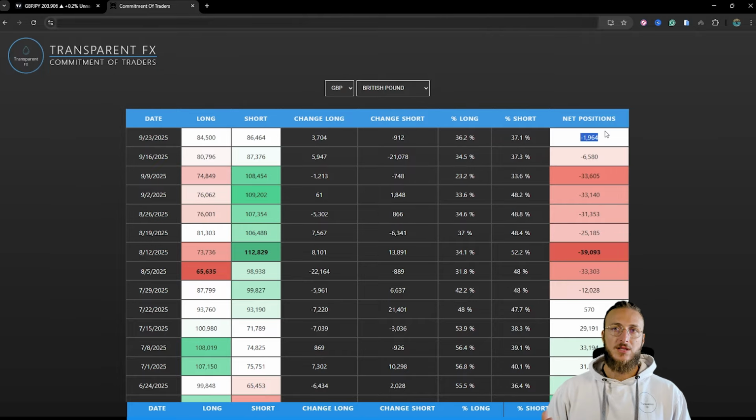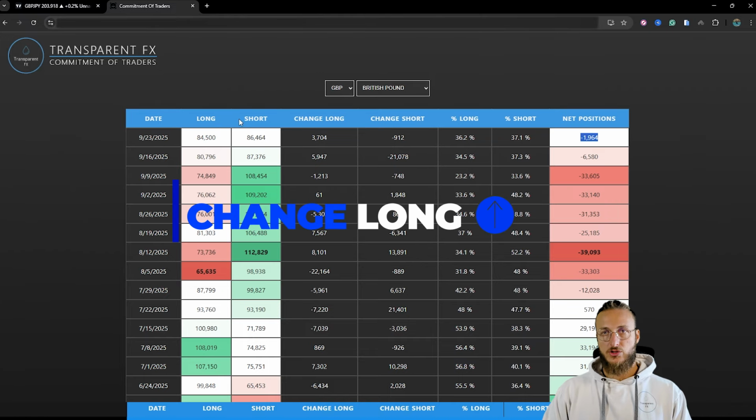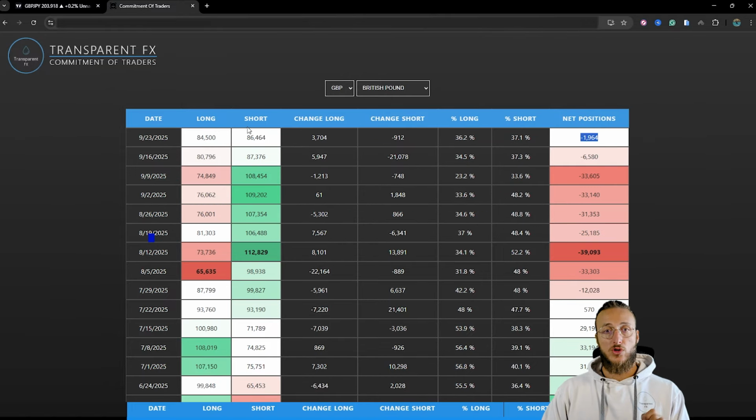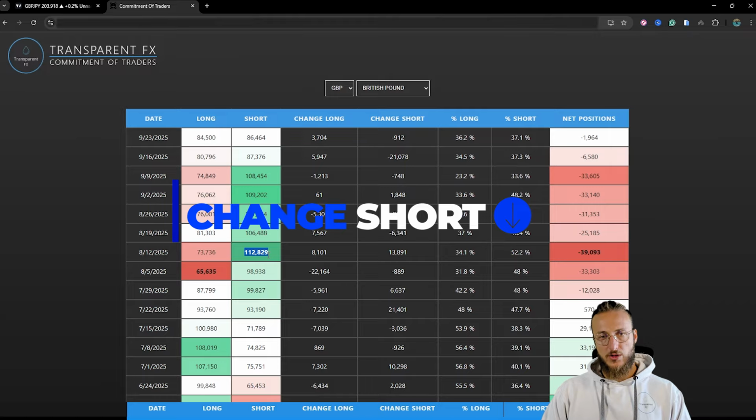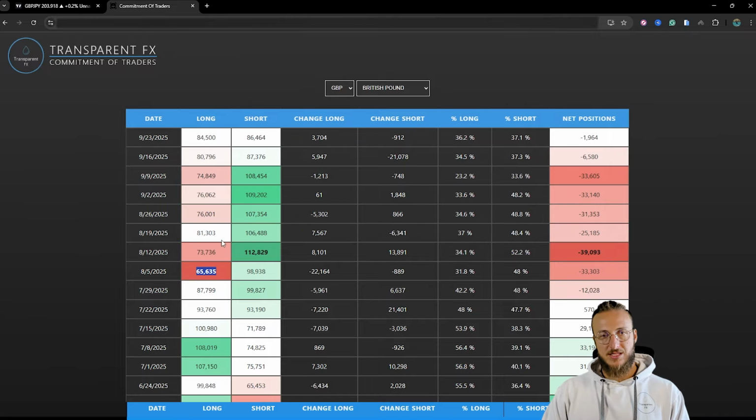So if this trend has continued, we are now actually in a positive net positioning territory, which means that we now have more longs than shorts, because already in the past, we were already seeing institutions closing their shorts going from 112K down to 86K and increasing their longs going from 65K to 84K. So institutions were already adding longs and closing shorts.